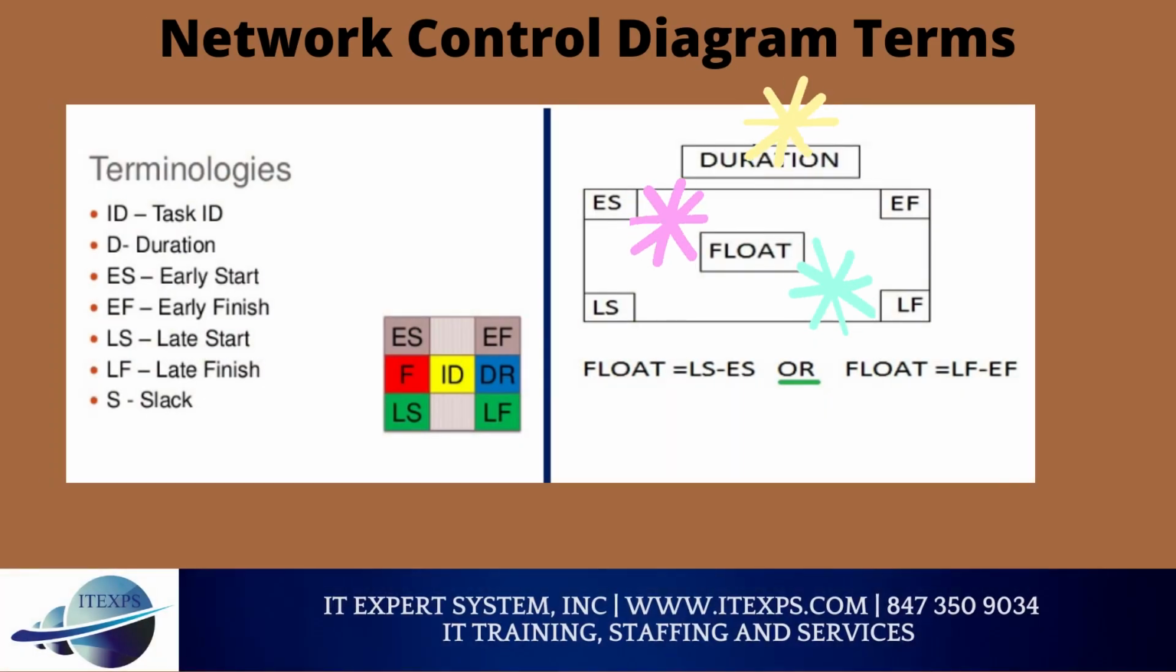Now let's cover project network diagram terms. ES, early start. EF, early finish. LS, late start. LF, late finish. D, activity duration. ID, activity ID or name. Float is equal to LS minus ES or LF minus EF.